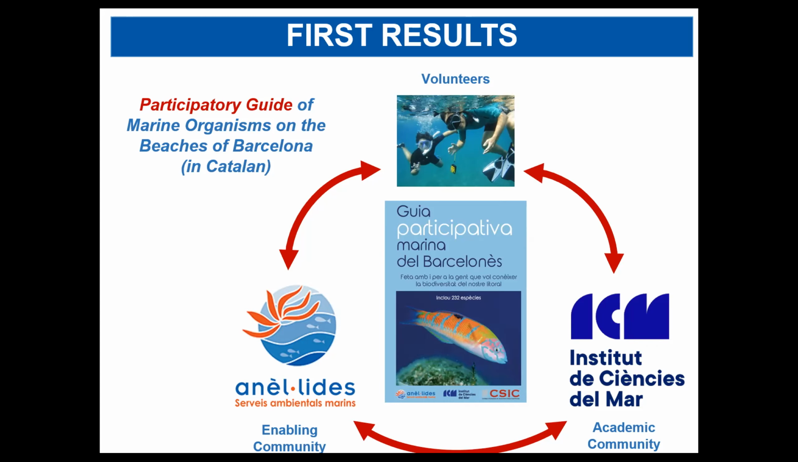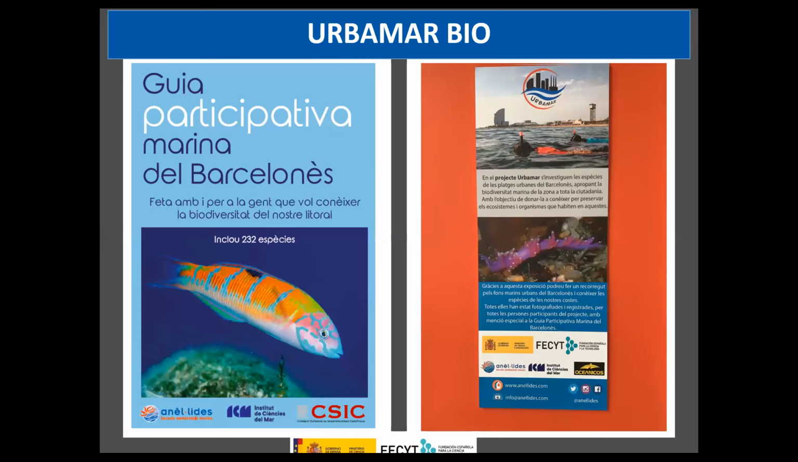This is a book that you can find on our website. You can see in this book more than 200 species of the Barcelonès coast, and it is the most important result of this work, because we worked hard 4 years ago, and now we have this book, with all the photos that you can see in it.